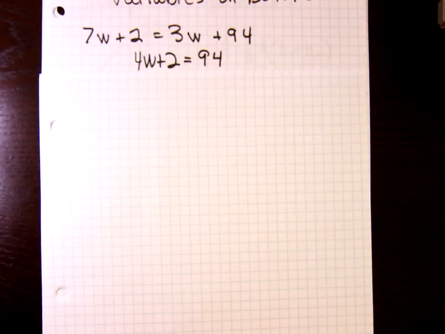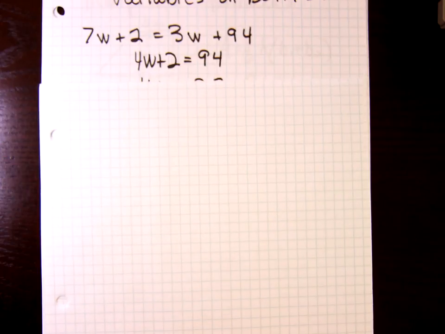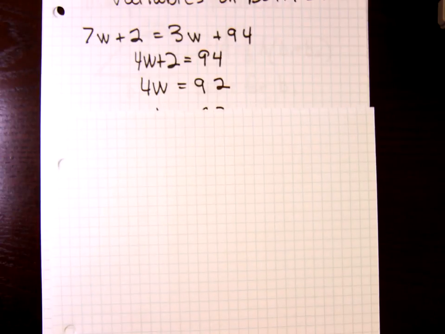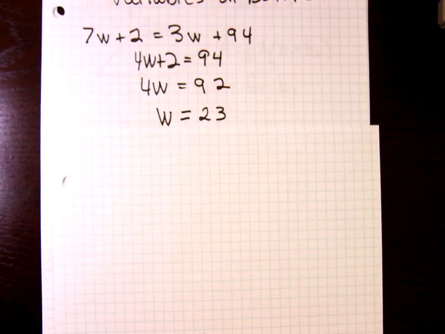What I did was I subtracted 3W from the right side and from the left, and that gave me 4W plus 2 equals 94. The next step is to subtract 2 from both sides, and then divide by 4. So in this case, W is equal to 23.